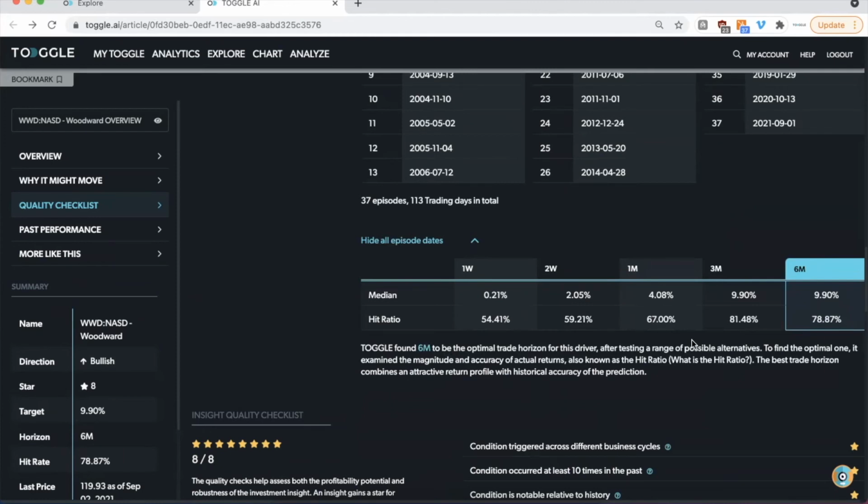It's the one with the highest median return and highest hit rate ratio. And the reason we do this is, let's say you wanted to trade on a 1 month horizon. This is most likely the median return you could expect and the hit rate. But Toggle has stated that the optimal trading horizon for this driver is 6 months in this case.